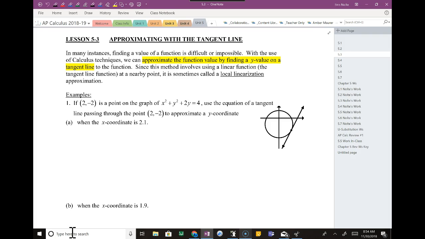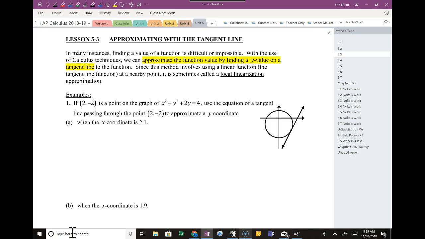It's very exciting. Okay, so it says, in many instances, finding a value of a function is difficult or sometimes impossible. With the use of calculus techniques, we can approximate the function value by finding a y value on the tangent line of the function. Since this method involves using a linear function at a nearby point, it is sometimes called linear approximation or local linearization. Those are things that I've seen.